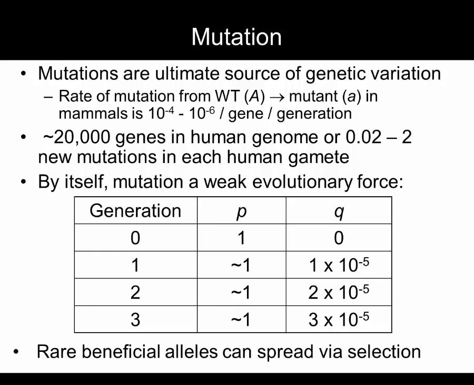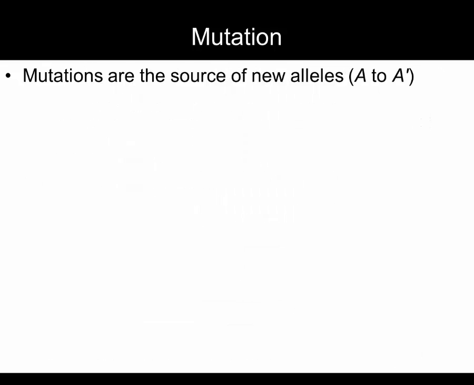But the combination of mutation and selection can be quite powerful. We said before that mutations can be good, bad, or neutral. Let's imagine a mutation of allele A to A prime. We'll use A prime because the following rules don't require the mutation to be recessive.